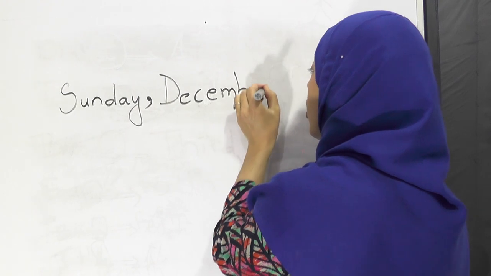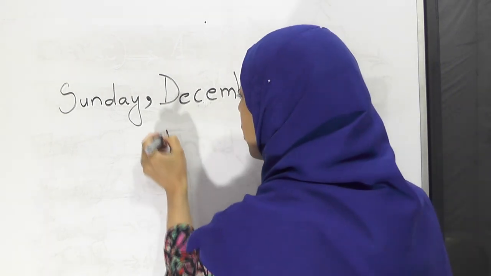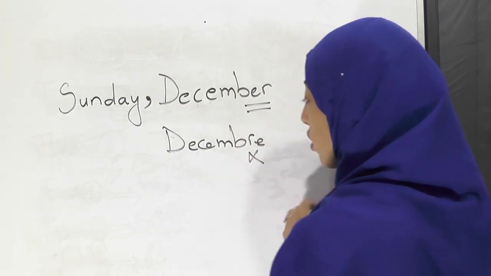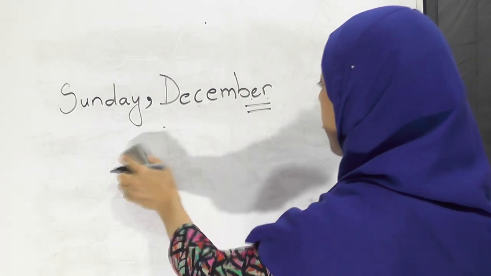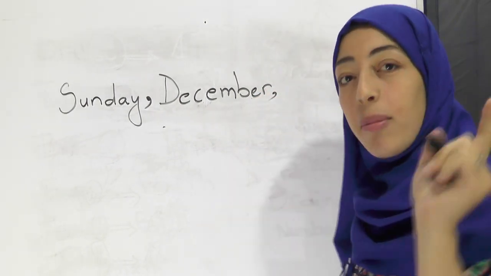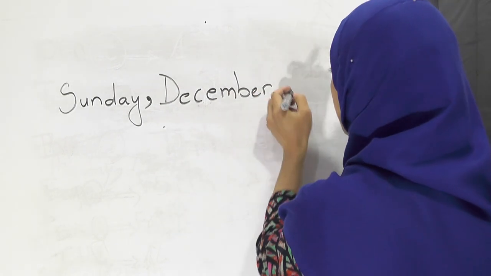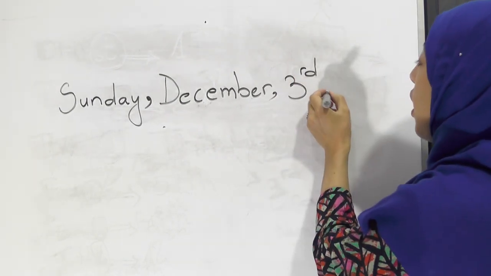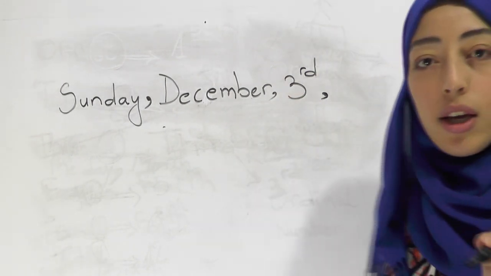Look how we write December. It ends with ER. It's not like French. You write for me December like this. This is wrong. You write ER. December. Then another comma. Give me an ordinal number. Okay, let's take yours. For example, 3. It is 3rd.